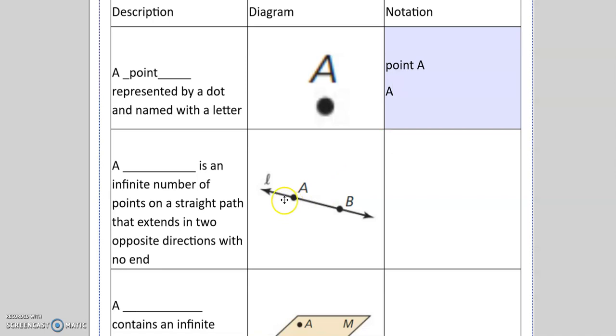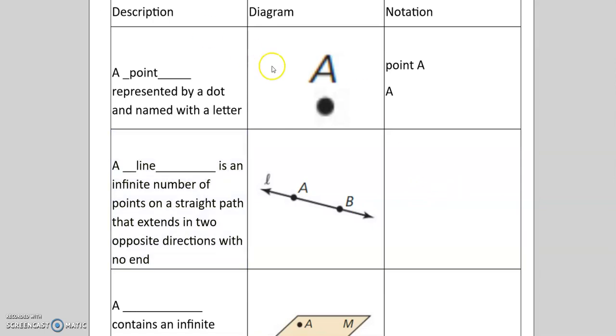Okay, this next one is something that goes on and on in both directions. See those arrows? And there's an infinite number of points in a straight path. So when it's like this, I have what's called a line, right? A line is when I have an infinite number of points on a straight path that extends in 2 opposite directions. That goes on forever. It has no end.